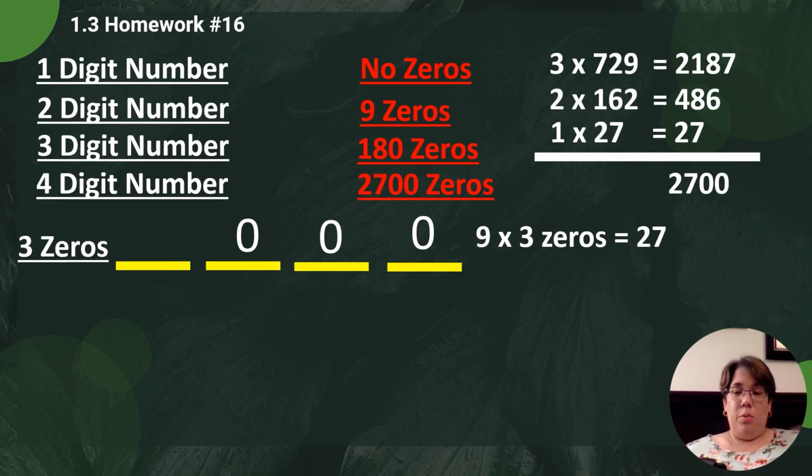So now, this is as far as I'm going to take you on this particular homework problem. But remember that our question asked us how many zeros are there in 10,000. So 10,000 has 5 digits. Okay, 10,000 is a 5-digit number.